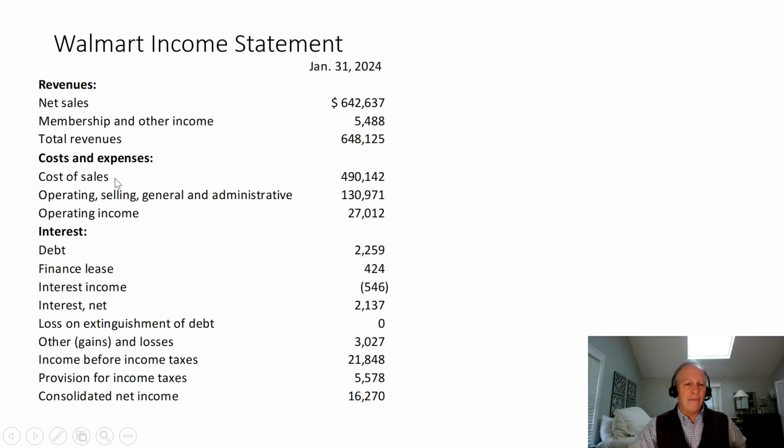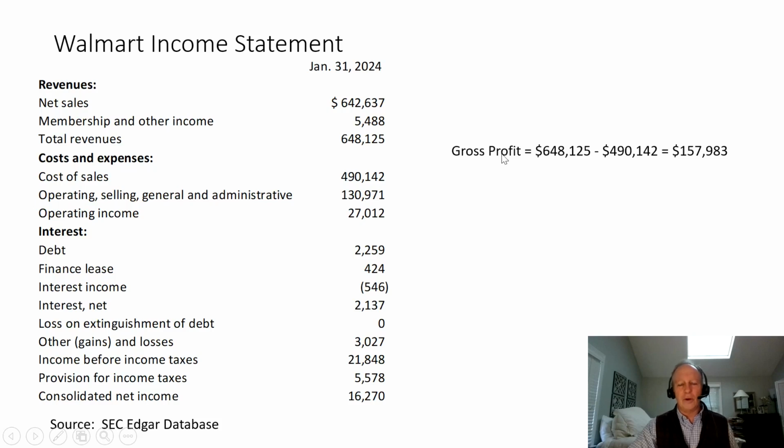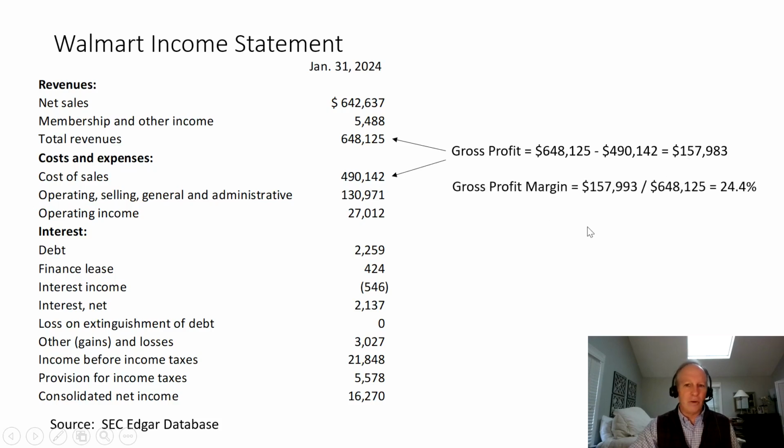All right, so now from that, we get cost of sales. Now, you notice after cost of sales, there should be gross profit. But we don't see any line that says gross profit, do we? Companies don't have to show that number, but we can calculate that pretty easily, right? Gross profit is simply going to equal that $648 billion number, and we're going to subtract out the cost of sales, and we get $157,983. So we could calculate a gross profit margin if we wanted to. We would take the gross profit number, divide that by sales, and then we're going to get 24.4%.